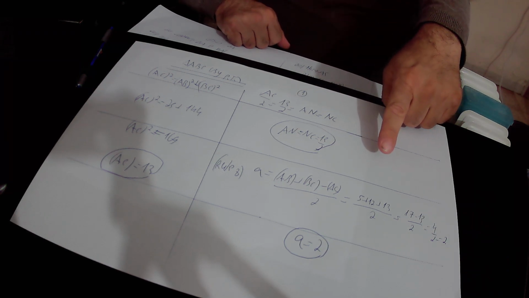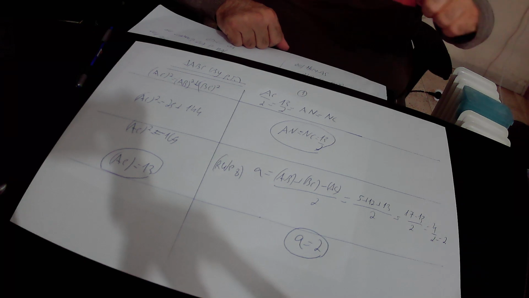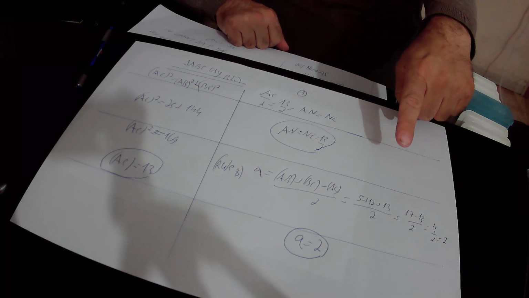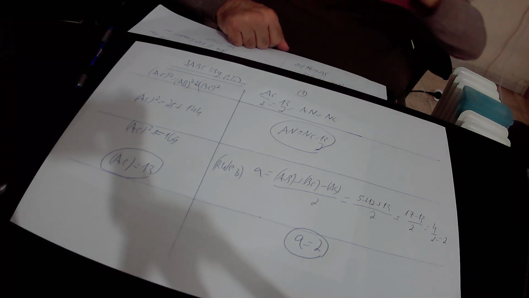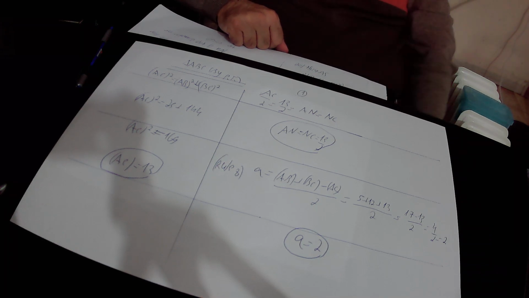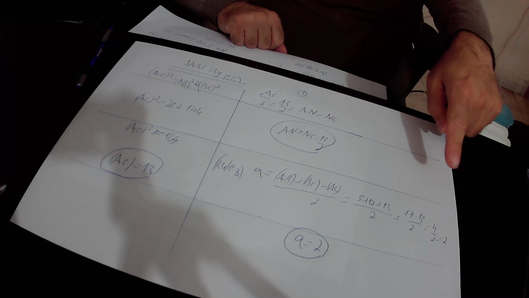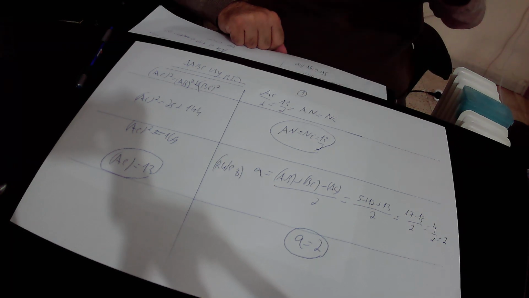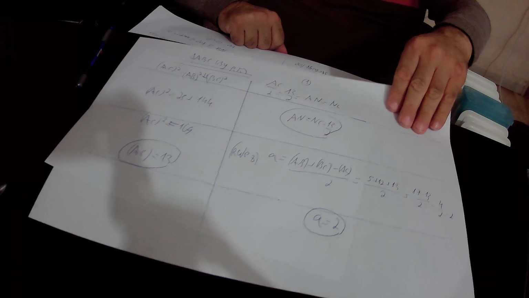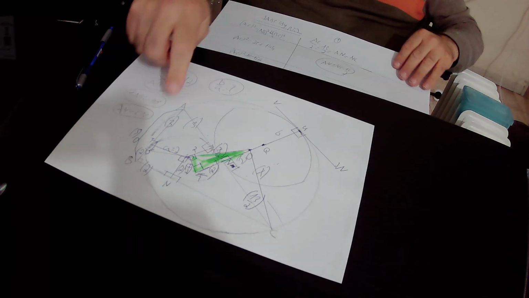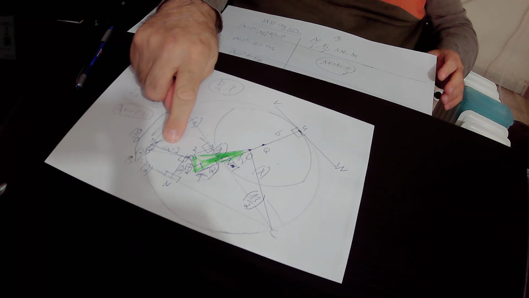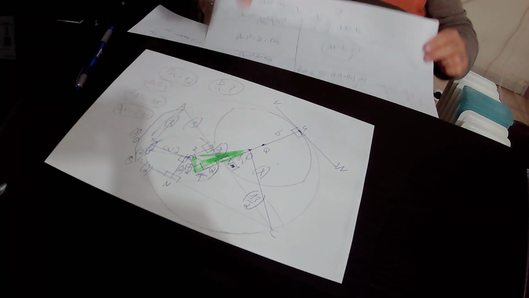AB equals 5, BC equals 12, and we just now found out that the hypotenuse AC equals 13, all divided by 2. 5 plus 12 is 17, 17 minus 13 is 4, and 4 over 2 is 2. So finally we found out that the radius A equals 2 units in length. The radius of the smallest circle A equals 2 units in length.